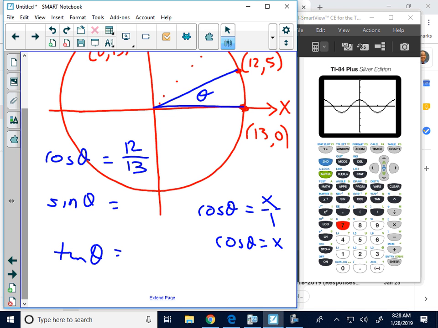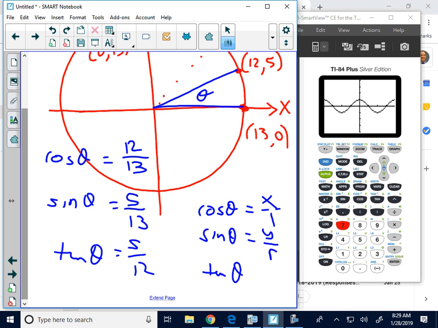Okay, sine of theta. 5/13, right? Y divided by x. Yes, 5 over 13. Or sorry, y divided by r. Sine is y divided by r. And the tangent is y divided by x. 5 over 12. So far, so good?